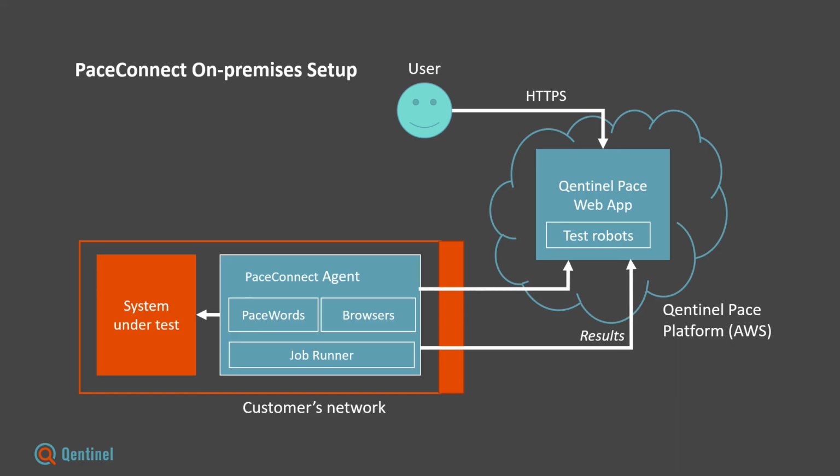To summarize it, I initiated a test run from cloud, from browser, and that made a connection to my local machine, and the test cases were executed in my local machine, and the results were then sent back to Qentinel Pace in the cloud.